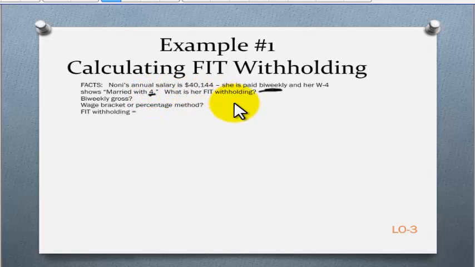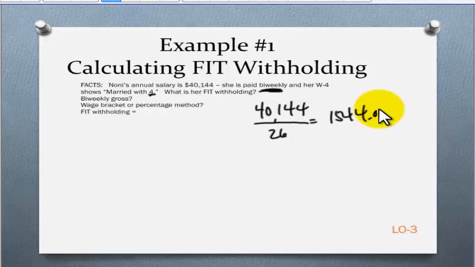What we don't know yet is her biweekly gross pay. We know her annual pay, but not her biweekly pay. So let's calculate what her biweekly pay would be. If we know her annual pay is $40,144, we can divide that by how many biweekly pay periods are in a year. That would be 26. And so therefore, her biweekly pay is going to be $1,544.